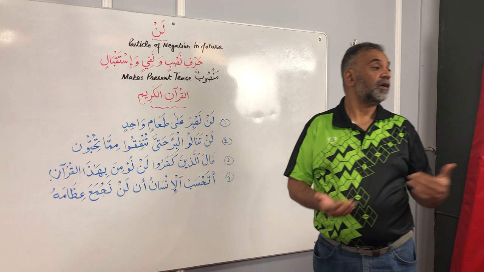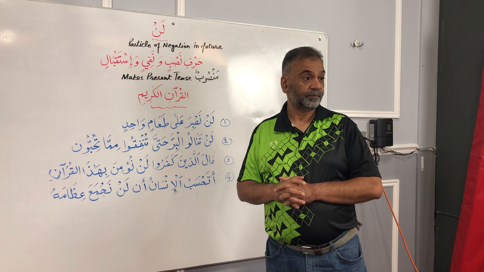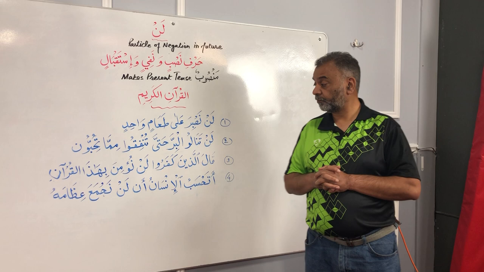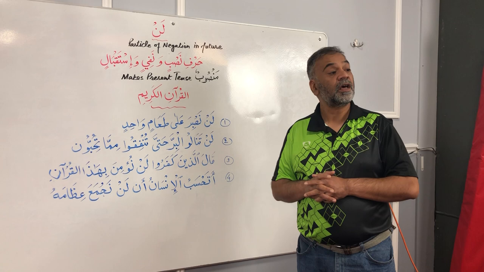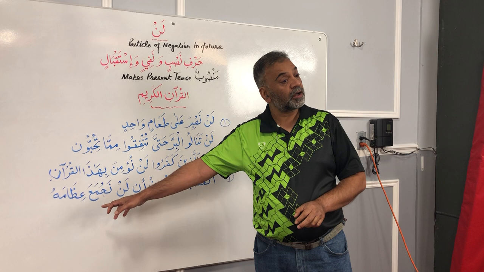The next one we did was qala allazina kafaru lan nu'mina, we will not be believers bihaz al-Qur'an, in this Qur'an. And the last one we did was atahsabul insanu an lan najma'a, that we will not gather. Najma'a, fi'lun mudari'un mansubun bil fatha.